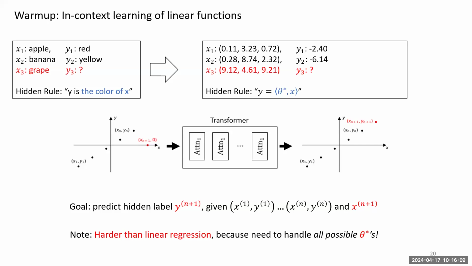I also want to say that this is harder than standard linear regression because every time you're given an input batch of demonstrations and a query, the theta could change from input to input. So it's not like you can learn a single theta star and be done with it. You really need an algorithm that extracts theta star from the black points.